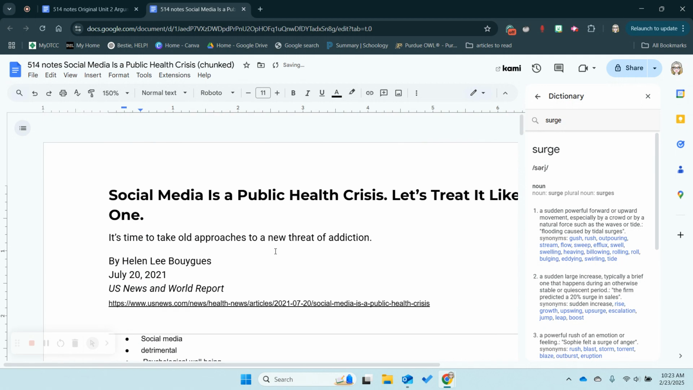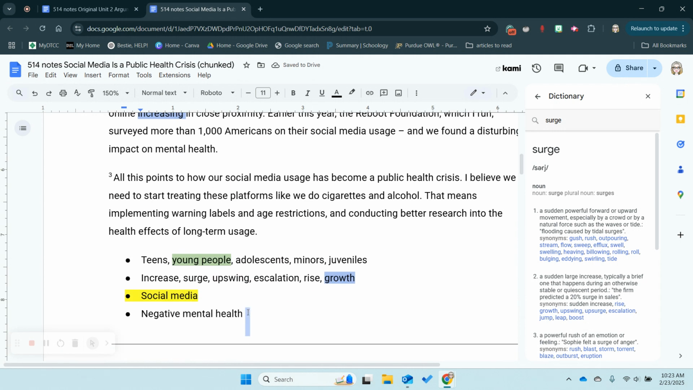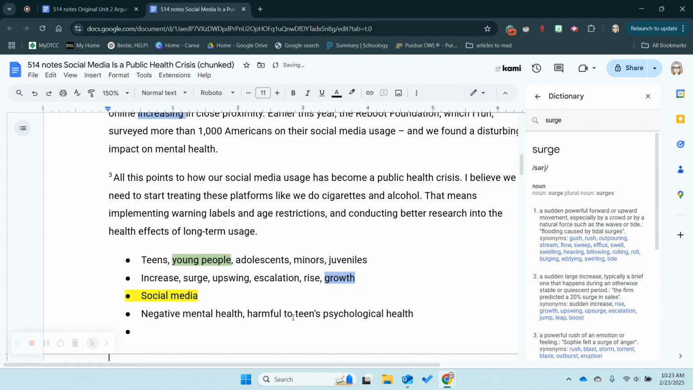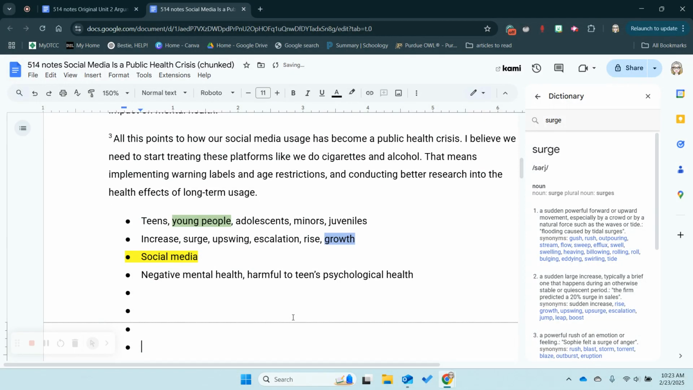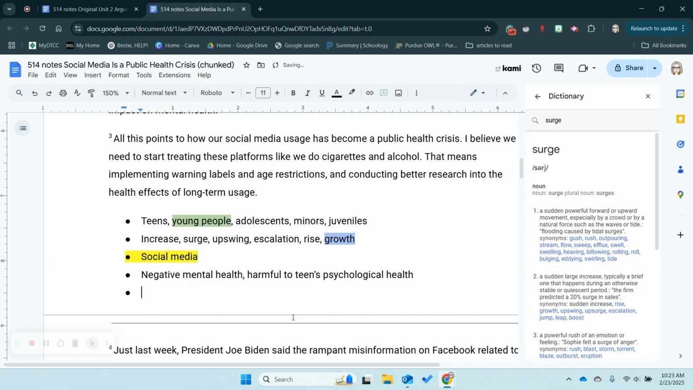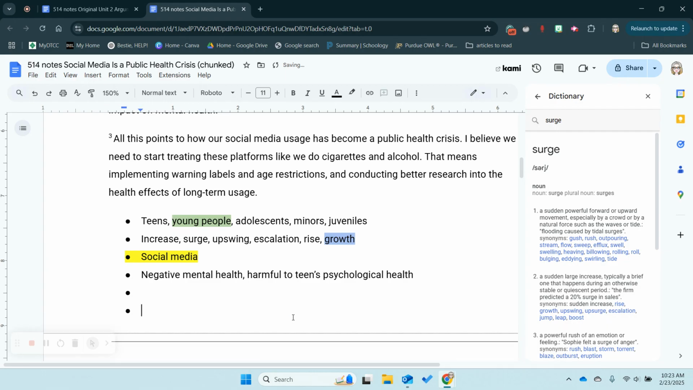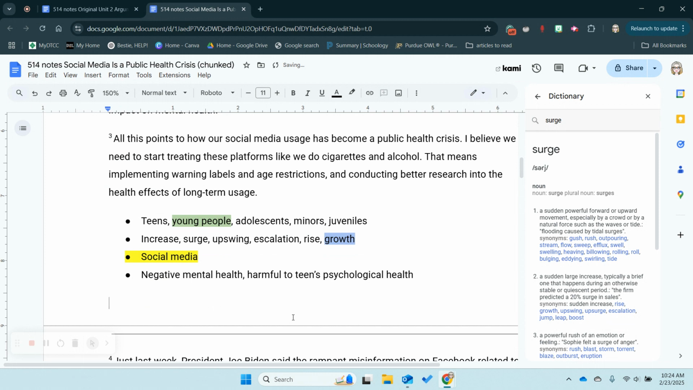What were some of the other options we had up above? Psychological well-being, negative mental health effects, harmful to teens, psychological health. All right. So then we take those concepts and we write our own sentence. Oops, we don't need all these bullets. Oh, sugar and spice. There we go. Okay. And if it helps you to do Bourget's states, that's fine.